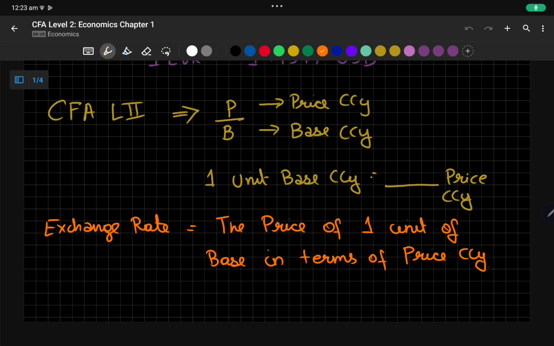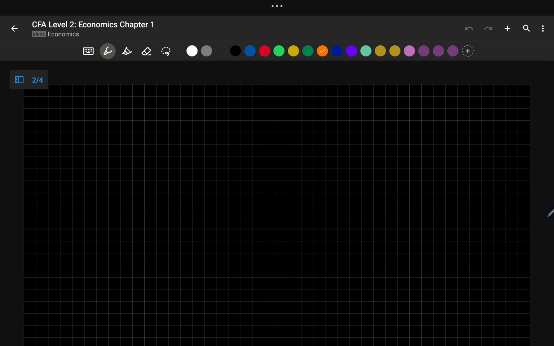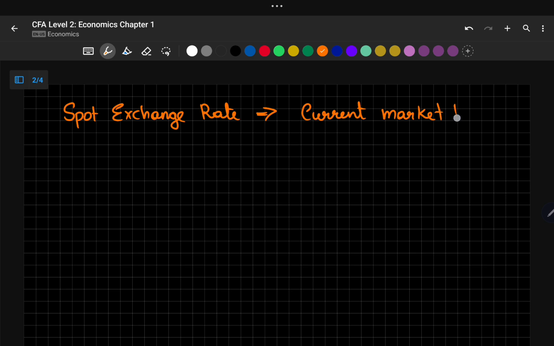Now let us understand the concept of spot exchange rate. Spot exchange rate is the current market price for the given currency pair. That is the spot market price. That is spot exchange rate.